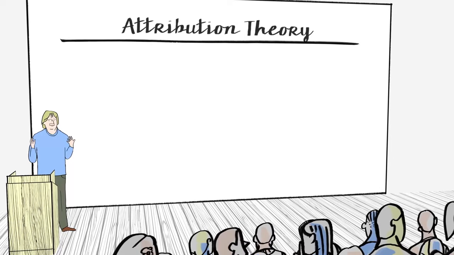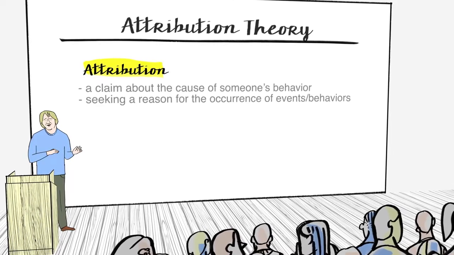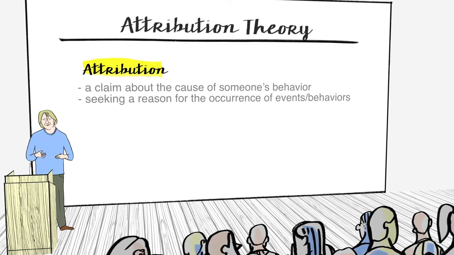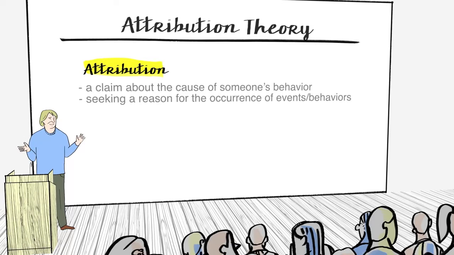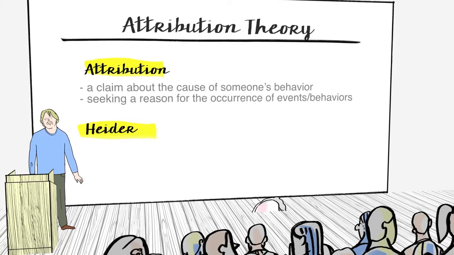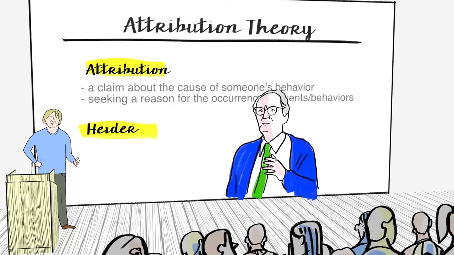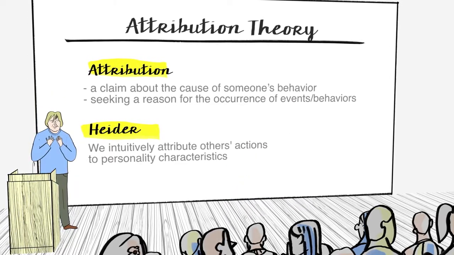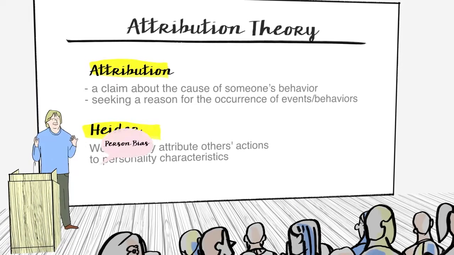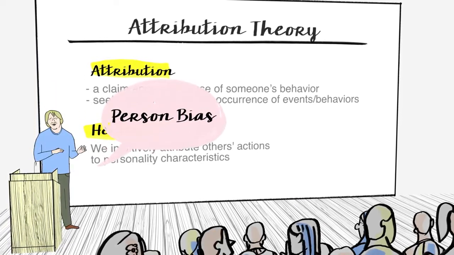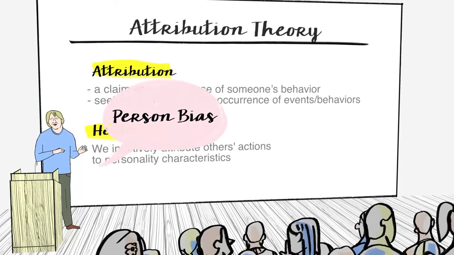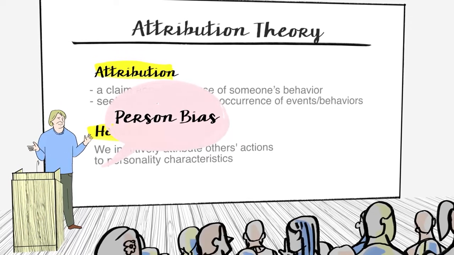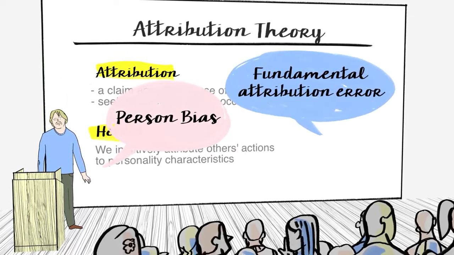So attribution theory explores causes of people's behavior. In everyday life, we try to explain why certain events and behaviors occur. And an early researcher named Heider proposed that we naturally attribute others' actions to personality characteristics. And this is sometimes known as a person bias. And it's a bias because it's not always accurate. We tend to give too much weight to personality and not enough weight to situational variables. This is sometimes known also as the fundamental attribution error.